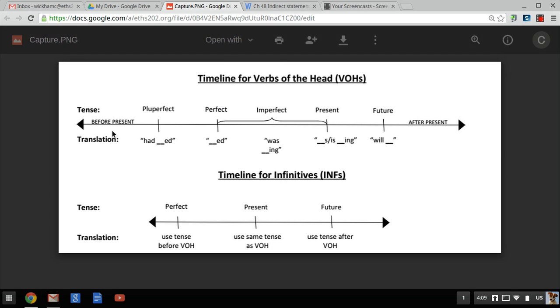So as you can see, this is a little bit confusing, but hopefully it makes some sense to you. So we have present tense here, right, for your verb of the head. Is or is verbing. Future, will verb. Imperfect, was verbing, and it goes over a long time period, so it's got brackets instead of just a fixed point in time, right? It's continuous past action. And then perfect, verbed, and pluperfect, had verbed. Now, you see your timeline for infinitives. When you have a perfect tense infinitive, you use the tense before the verb of the head. A present tense infinitive, you use the same tense as the verb of the head. And the future tense infinitive, you use a tense after the verb of the head.